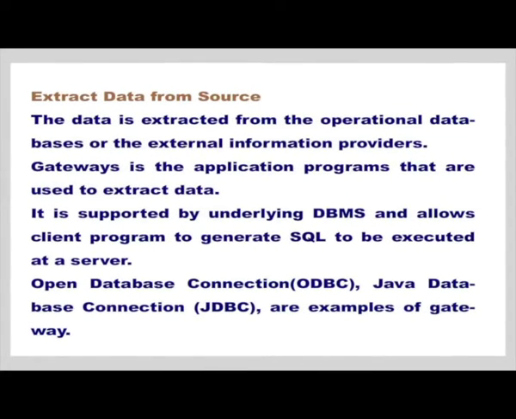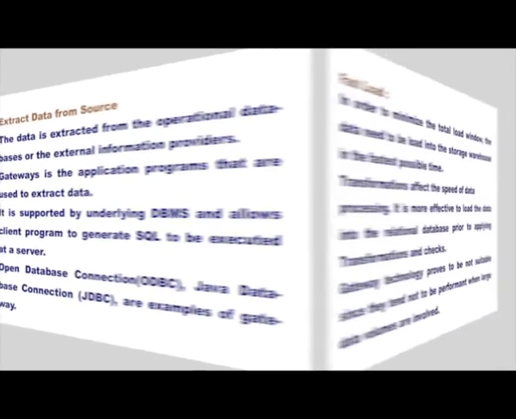Extract data from source. The data is extracted from the operational databases or the external information providers. Gateway is the application program that is used to extract data. It is supported by the underlying DBMS and allows client programs to generate SQL to be executed at a server. Open Database Connectivity, which is ODBC, and Java Database Connectivity, which is JDBC, are examples of gateways.